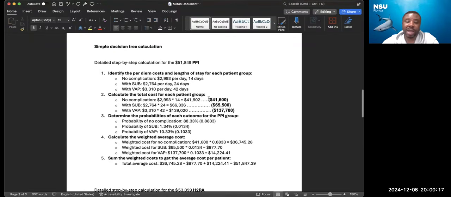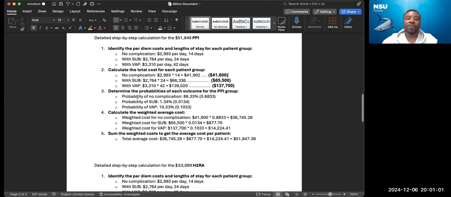But the reason why I have these numbers here is that when I did the calculation, I had these, which is not exactly the same as what is in the article. I just want to show you that if you really want to do the calculation, this is what you will get. This, for example, is the cost for 14 days of no complication. It's 41,902. But in the article, they said it's 41,600. So remember, we are going to use this. We are not using this. I just want to show you that if you actually do the calculation, this is what you will get. But this is what's in the article. So we are going to use this. The same thing as this, and the same thing as that.